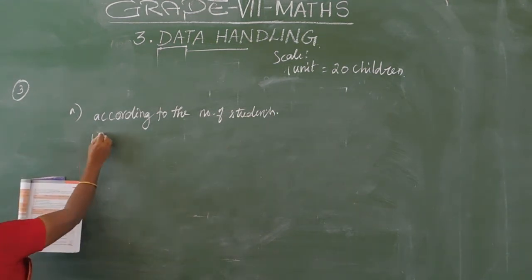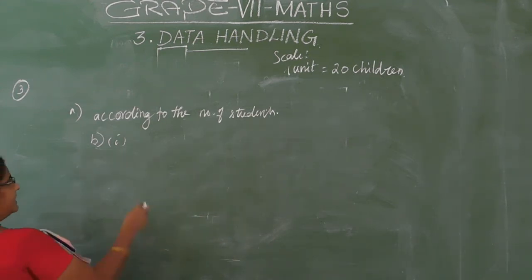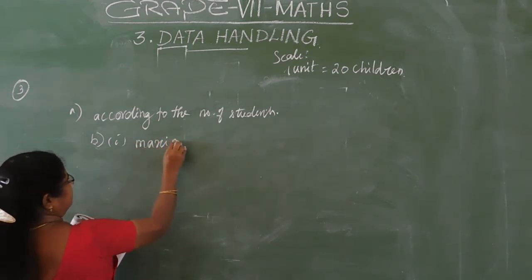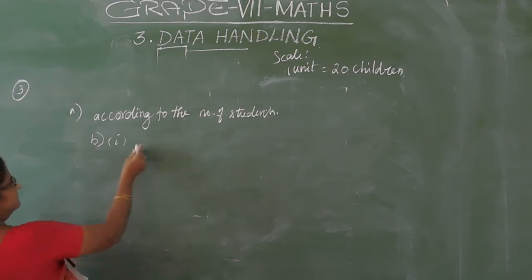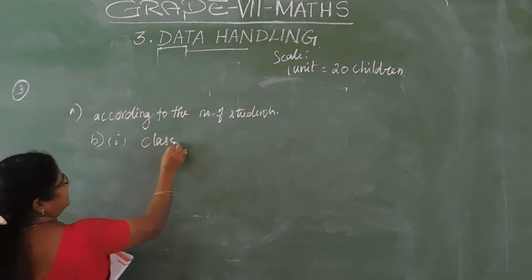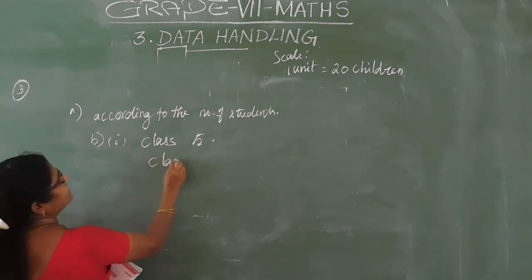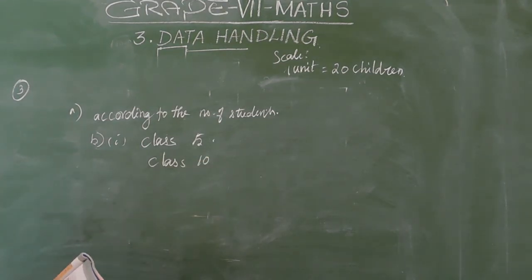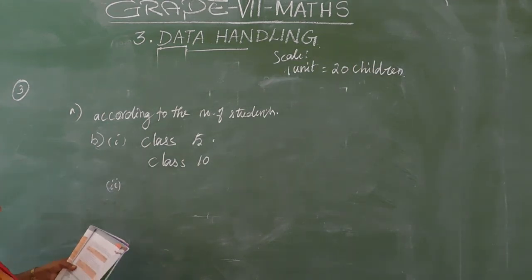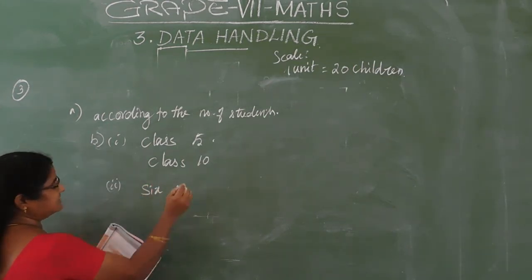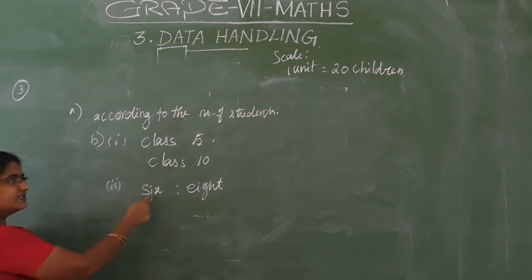Okay. Second option in B. First one is which class has the maximum number of children? Grade 5. Class 5 has maximum number of children and minimum number of children, class 10. Class 10 has a minimum number of children. The second option, find the ratio of students of class 6 to class 8. Find the ratio of class 6 to class 8.